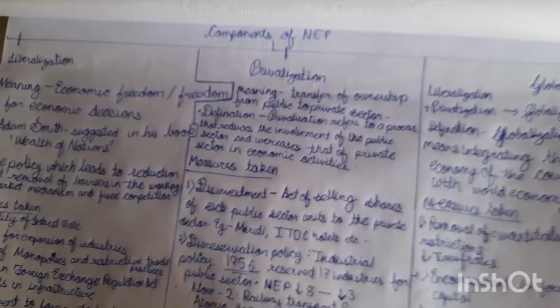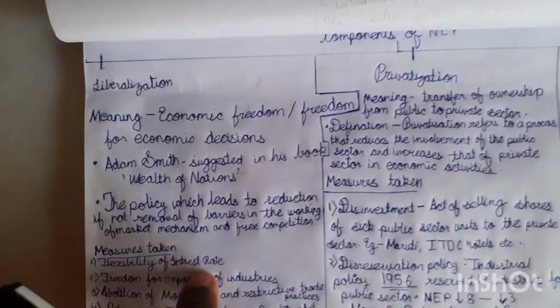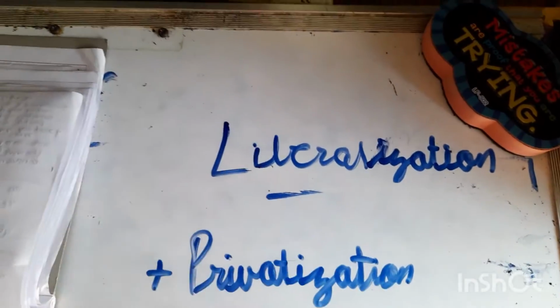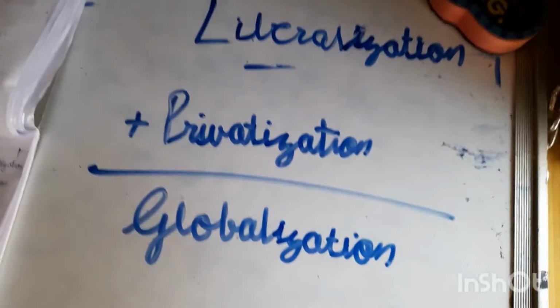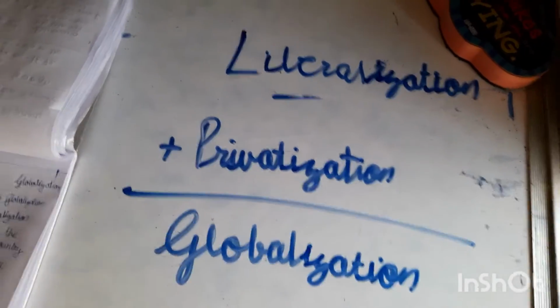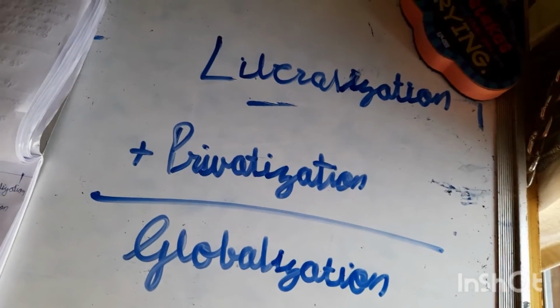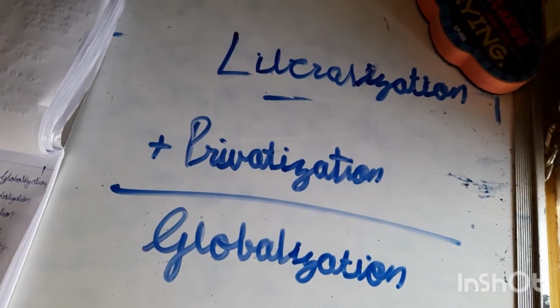Components of NEP. This is something which is very interesting. The first component is liberalization. Liberal meaning freedom, so economic freedom or freedom for economic decisions. This is stated by Adam Smith in his book Wealth of Nations as something very crucial.